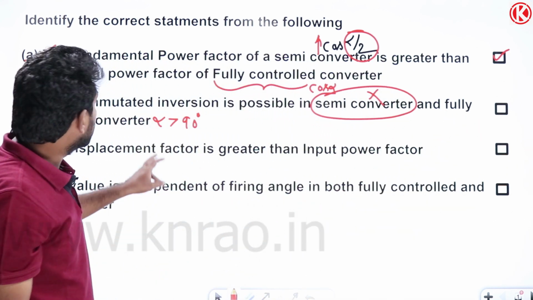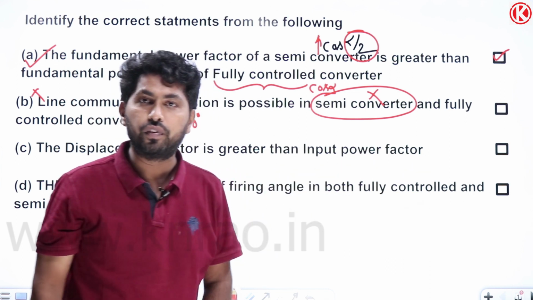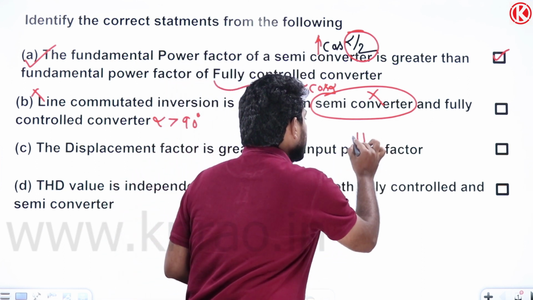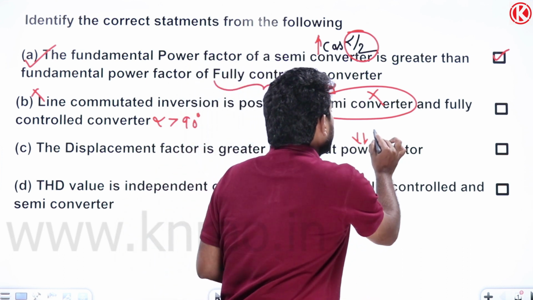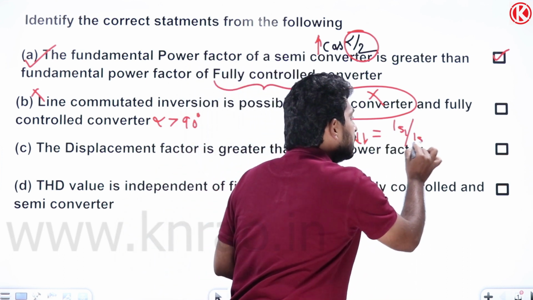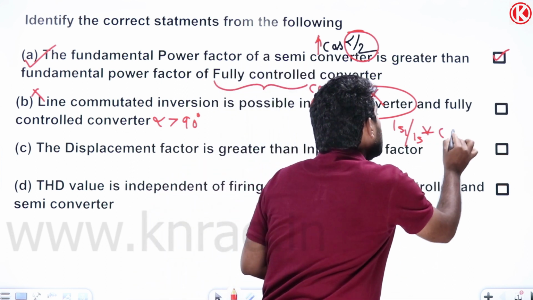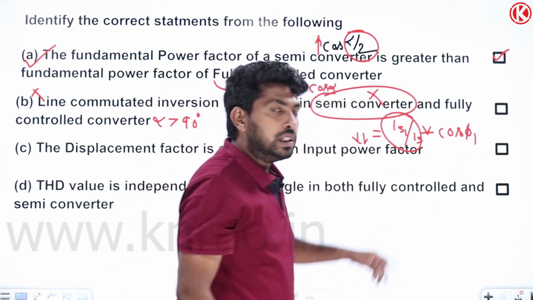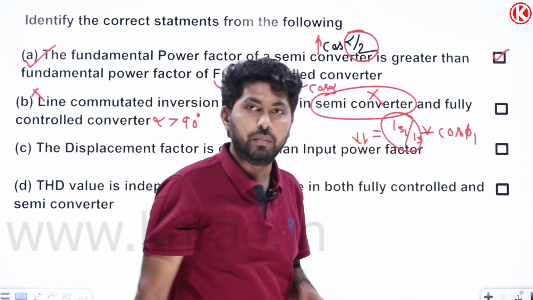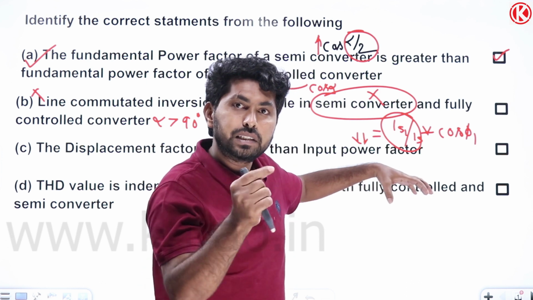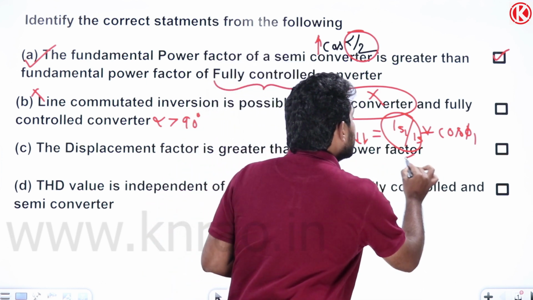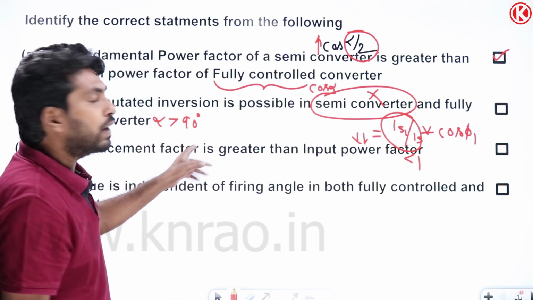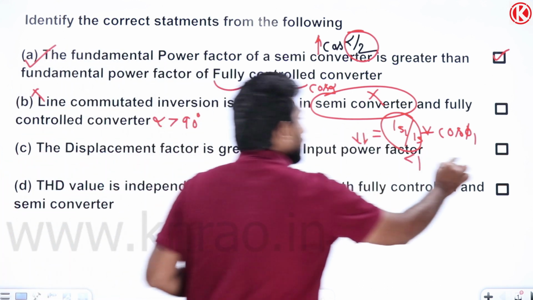Now let us see the third one: the displacement power factor is greater than the input power factor. Is it right or not? We have seen the formula for the input power factor: input power factor equals IS1 by IS, which is the distortion factor, into the fundamental power factor. The source RMS current IS is always greater than the fundamental RMS current IS1, so the ratio is always less than 1. When it is multiplied with the displacement power factor, the displacement power factor is always greater than the input power factor. So it is a right statement.